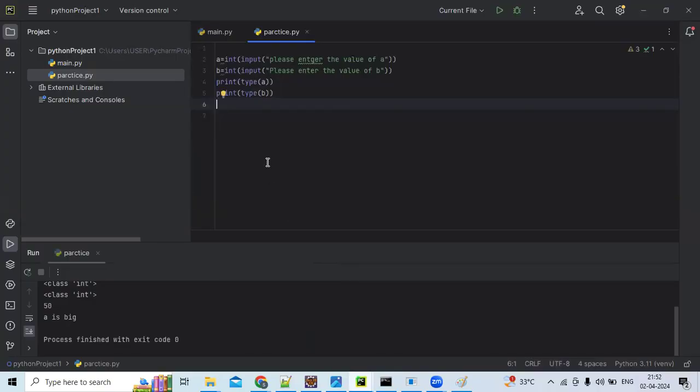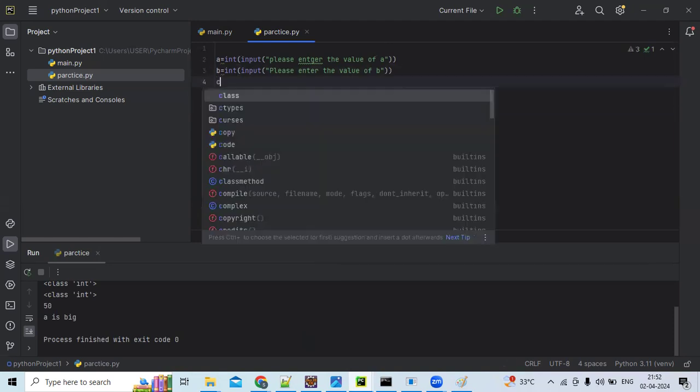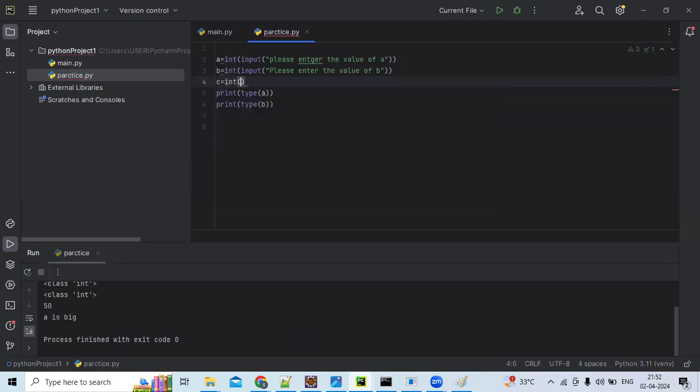Tell me. Now we'll read C also. One minute. We'll read C also. C equal to int of input of, please enter the value of C.